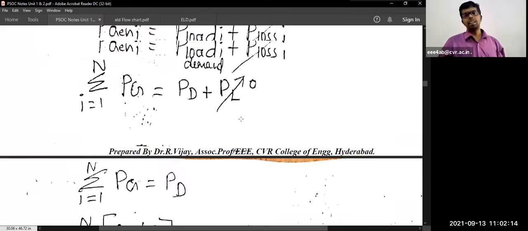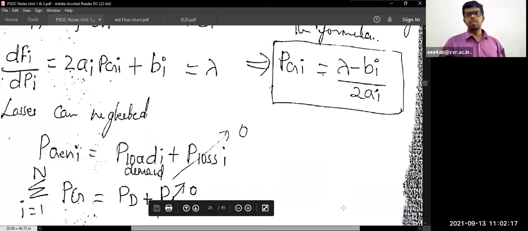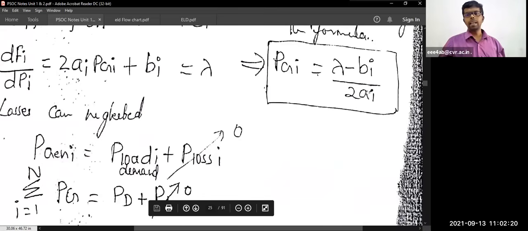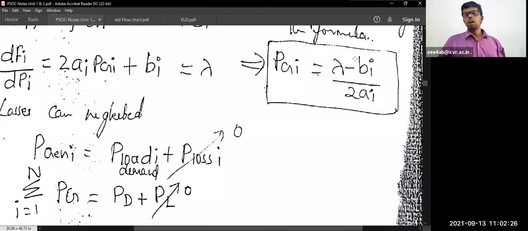So what is the PGI? We already calculated it here itself. That is PGI is equal to lambda minus bi divided by 2ai, lambda minus bi, the whole divided by 2ai. While doing this also you have to be very careful. All are whole divided by only. If you take bi only divided by 2ai, and find out this answer, and then subtract it from the lambda, then the answer goes wrong. PGI goes wrong. It will come more than the demand, or some other values will come. So you have to be very careful here. PGI is equal to lambda minus bi, the whole divided by 2ai.